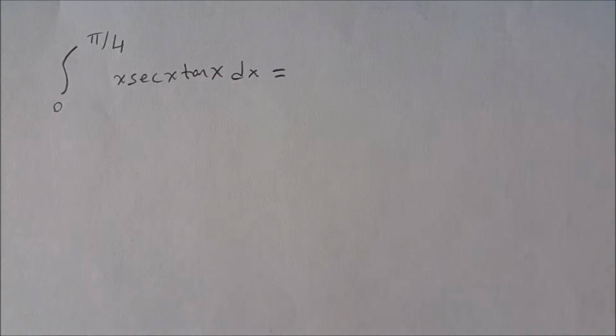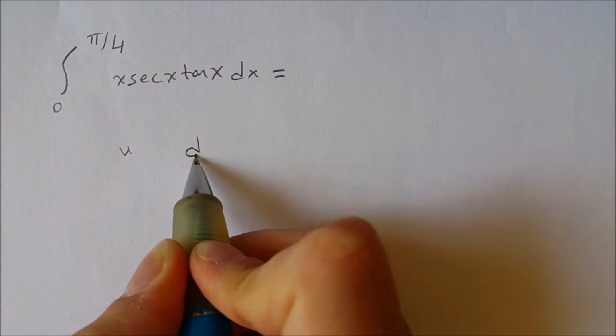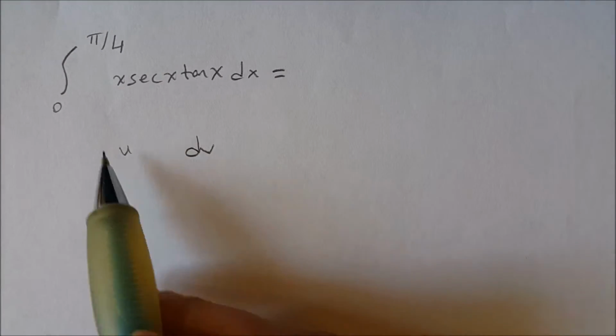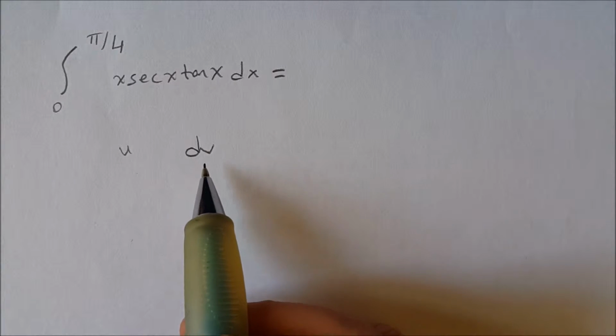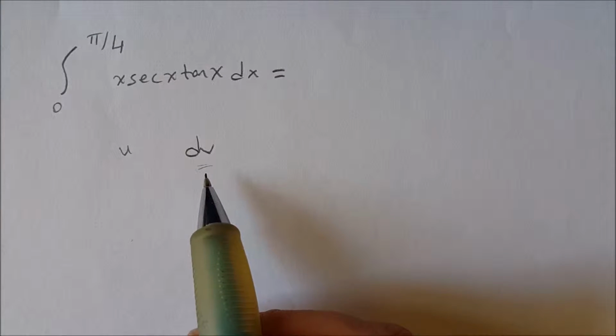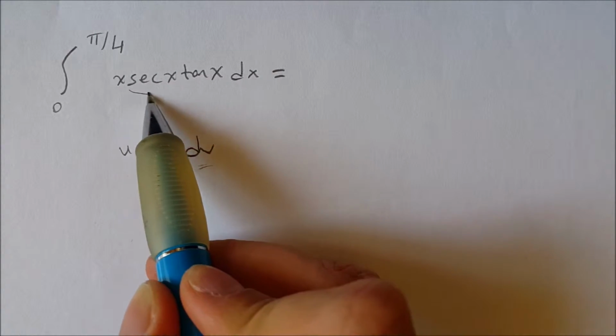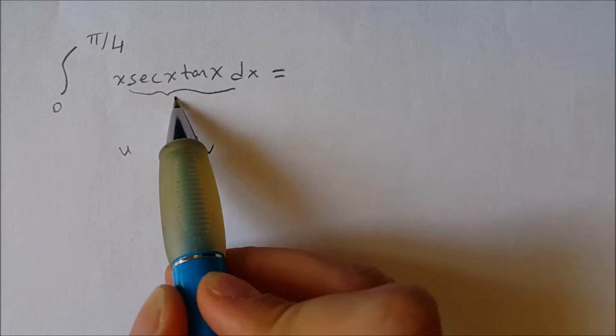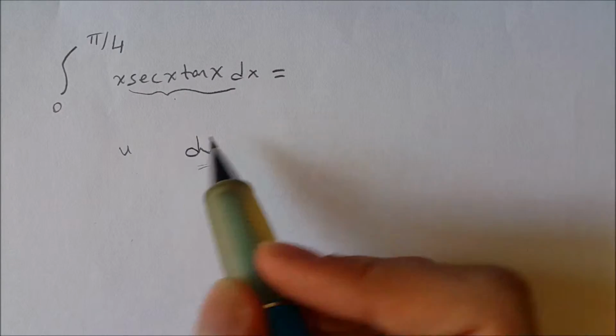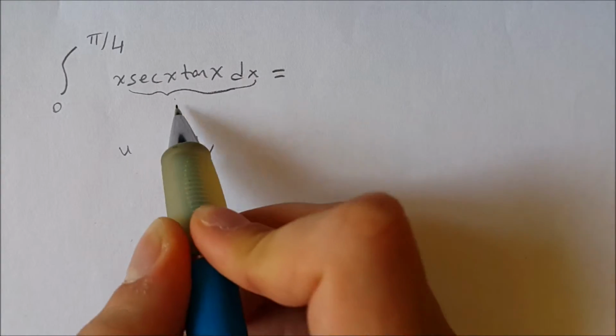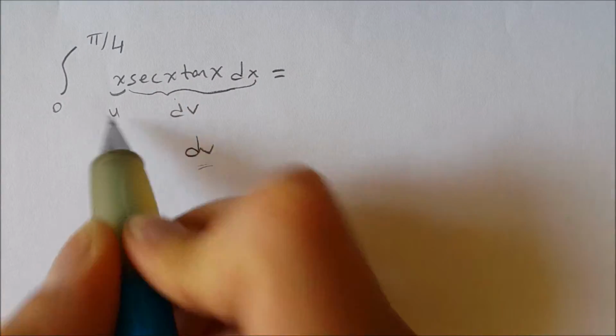In integration by parts, there are two parts to the integral. The first part is called u and the second part is called dv. Now, while choosing these two parts, you need to realize that dv should be something easy to integrate. If you look at the equation, you can see that secant x tangent x is a derivative of secant x. So, this part should be your dv and x should be your u.